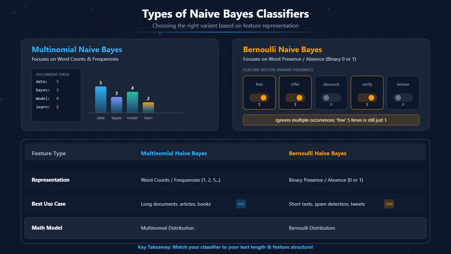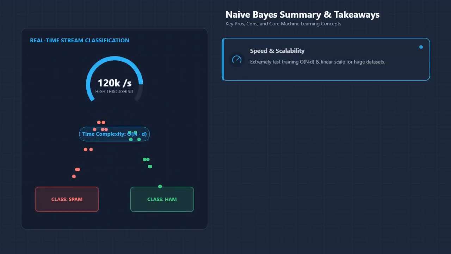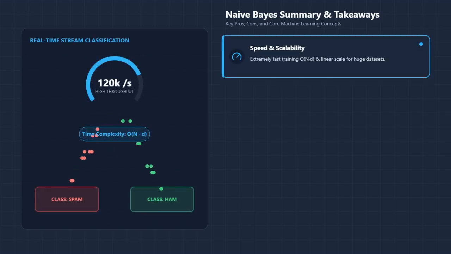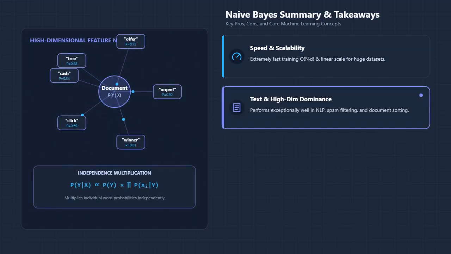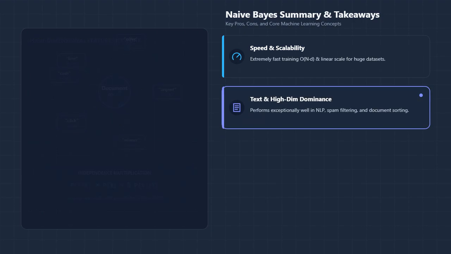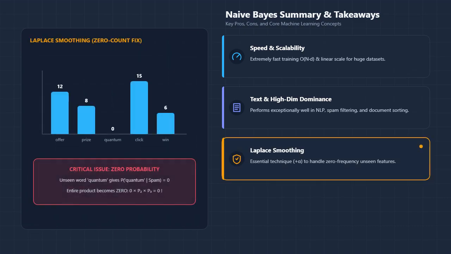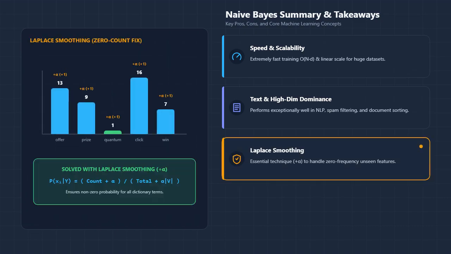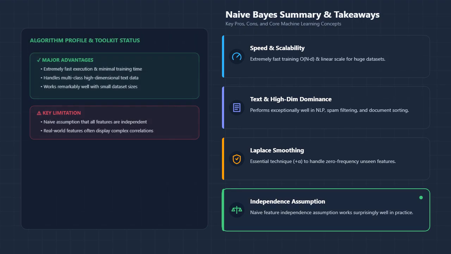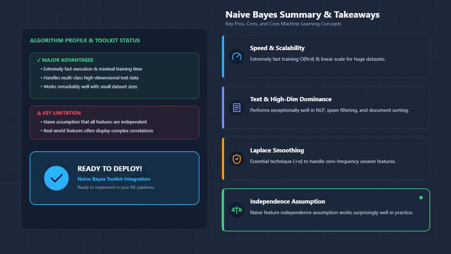In summary, naive Bayes is an incredibly powerful, fast, and scalable algorithm. Its main advantages are its simplicity, speed, and excellent performance on high-dimensional text data. However, its core limitation is the naive assumption of feature independence, which rarely holds true in complex real-world scenarios. Despite this, it remains a foundational tool in every data scientist's toolkit.